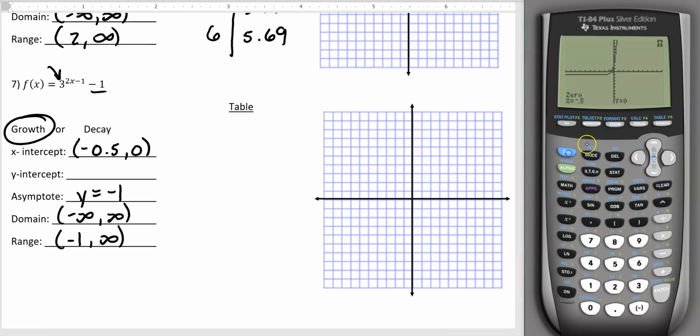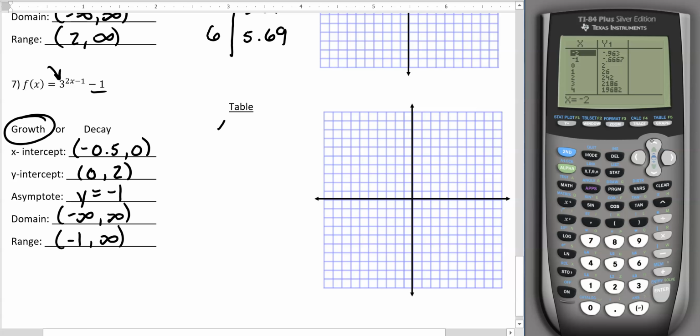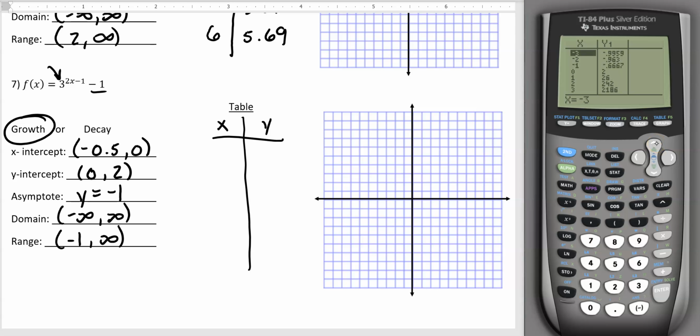All right, now let's use a table to figure out our y-intercept. 0, 2. That's pretty good. 0, comma 2. How nice. So x, y. Let's put our table here. We can go negative 2 to 1, I suppose. Negative 2, negative 1, 0, 1. So negative 0.96, negative 0.67, 0 is 2, and 1 is 26. So quite the increase there.